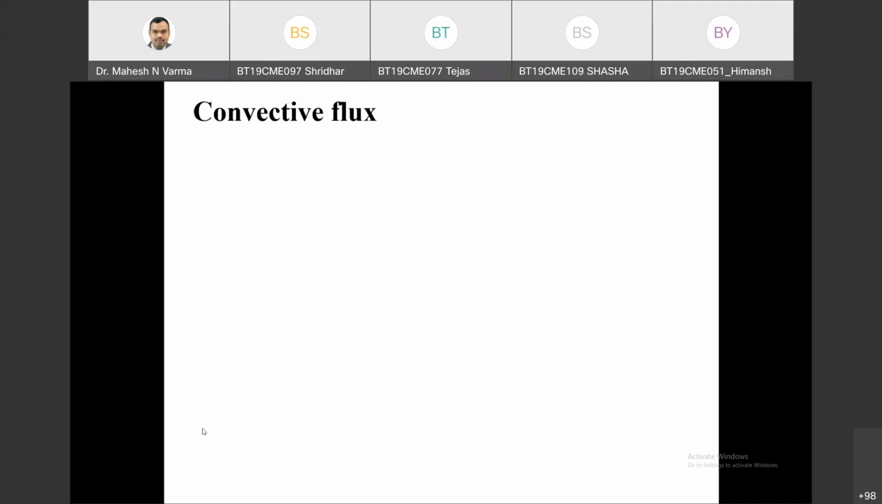Roll number 21, Sai. Yes. So, how is H related to velocity? Sir, it is like the convective heat transfer coefficient relating with velocity. Very good. So, how is H related with velocity?